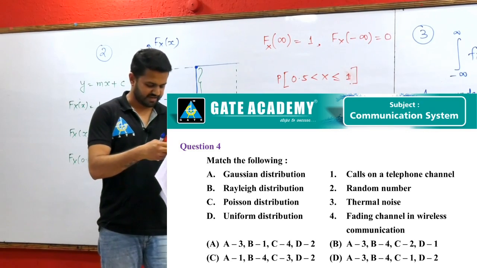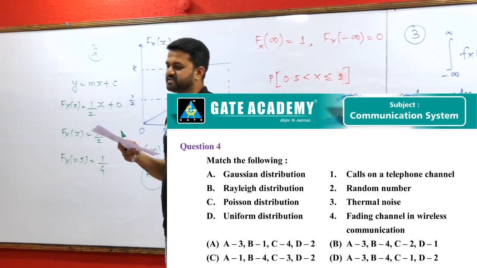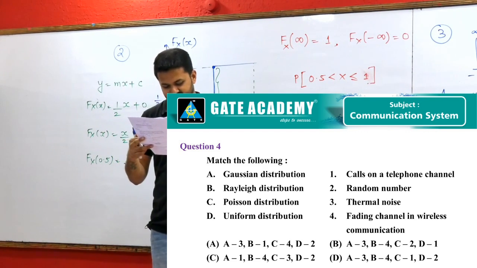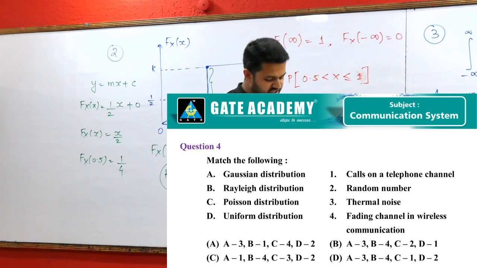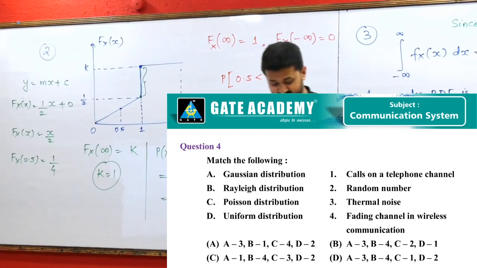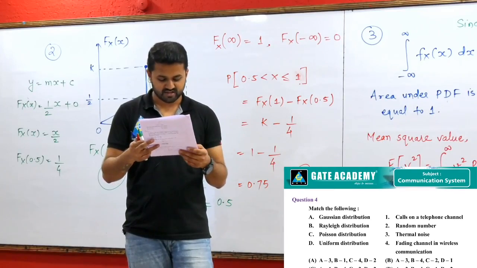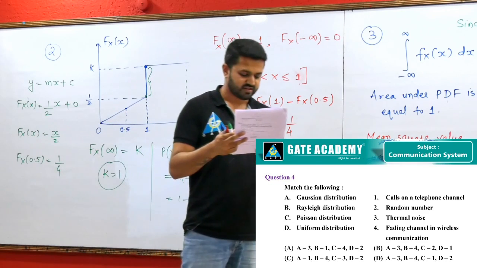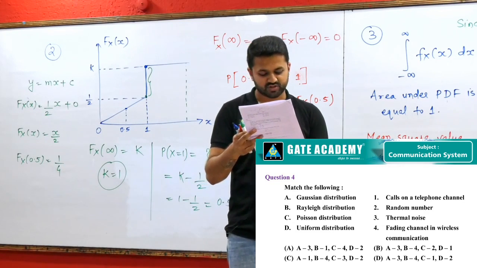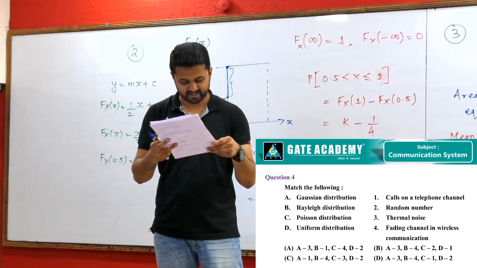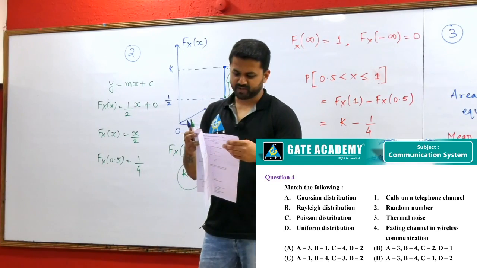This is a very basic question I am asking in the 4th one: what are the different applications of different random variables? I am getting the answer as D, and all of them are answering option D. The options are Gaussian distribution, Rayleigh distribution, Poisson distribution, uniform distribution. The Poisson distribution is useful for the number of calls, when there are large numbers, so calls on a telephone channel. Uniform distribution is for random numbers, the Gaussian distribution is thermal noise, and Rayleigh distribution is fading channel in wireless communication. So according to that, the correct answer would be option D.